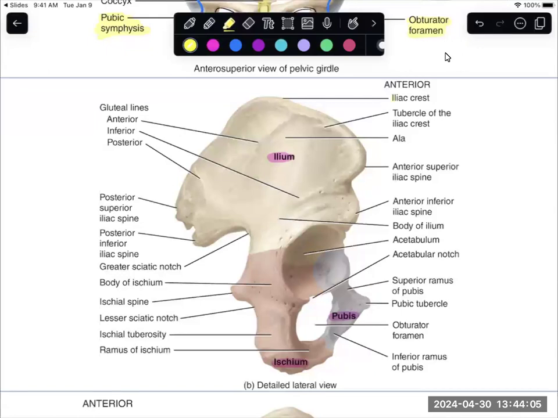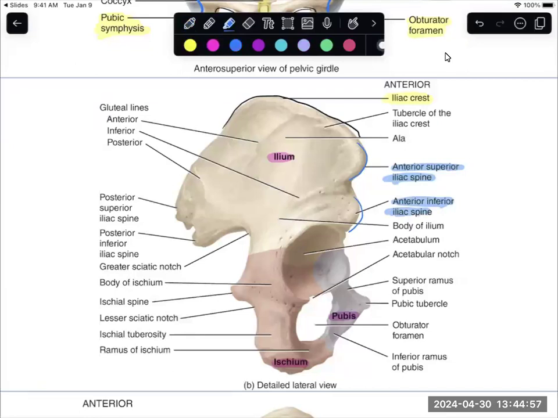The iliac crest. The iliac crest is the portion across the top. It's just the top rim of your pelvic bone. In the front, we have this anterior superior iliac spine and anterior inferior iliac spine. So what we're looking at is this point here and this point here. The one up on top is just that anterior superior. The one on the bottom is that anterior inferior.